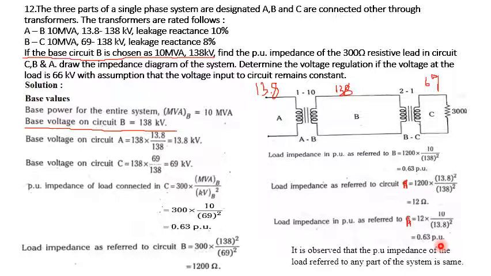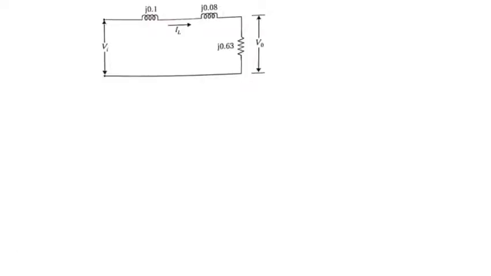So it is observed that the per unit impedance of the load referred to any part of the system is the same. Okay, so draw the diagram.